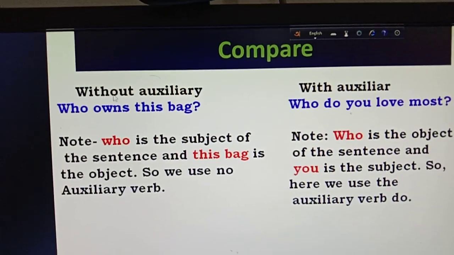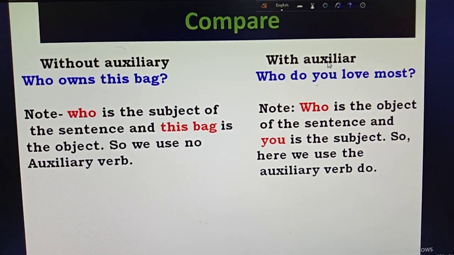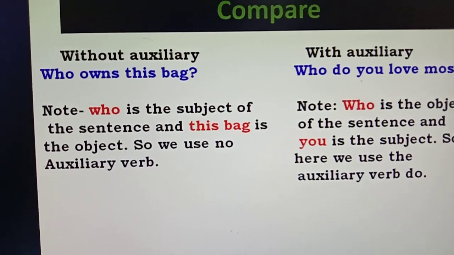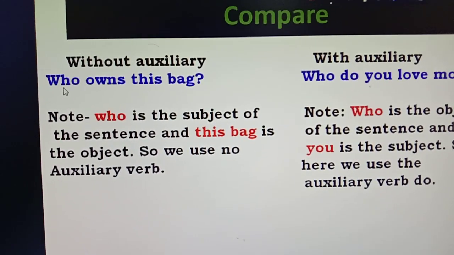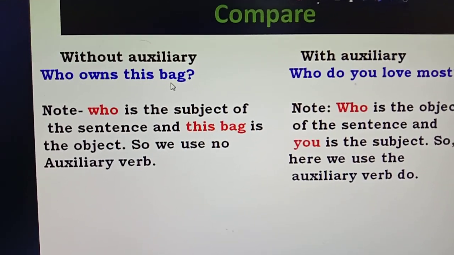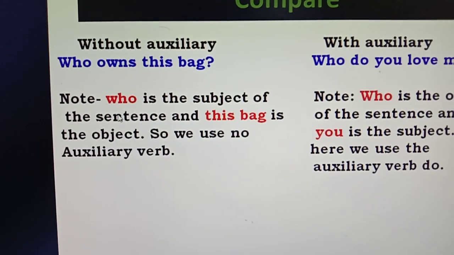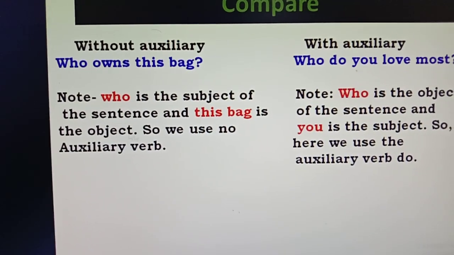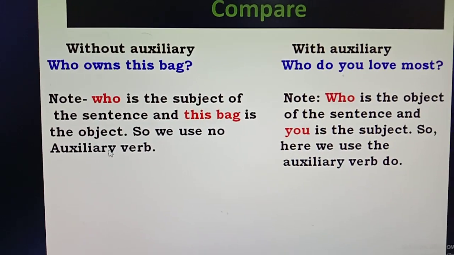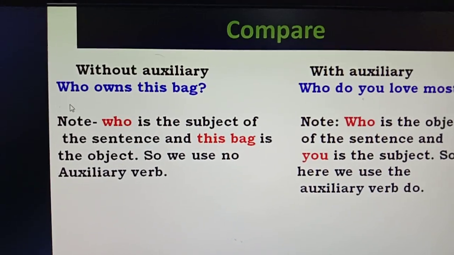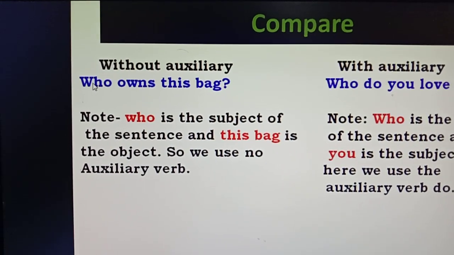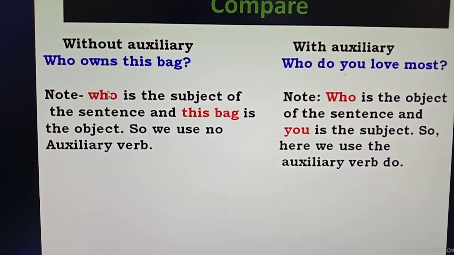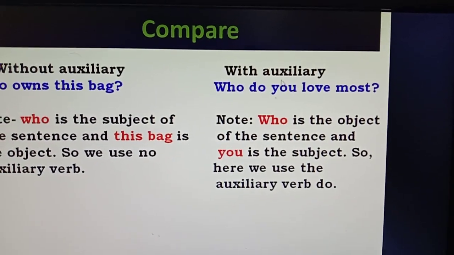So here I have written without auxiliary and with auxiliary. Okay, so you can see, first of all I have written who owns this bag. Okay, so here you can see that who is the subject of the sentence and this bag is the object, so we use no auxiliary verb. So you have to remember that when what, who, which and whose become the subject of the sentence, we are not going to use the auxiliary verb.